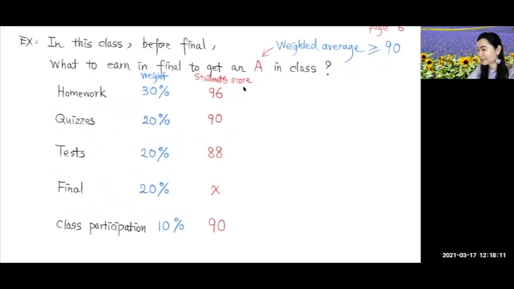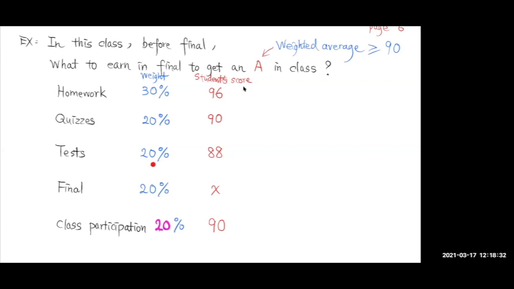Do you guys remember what the weight for each category is? Anyone remember? For homework, how many percent? Class participation is actually 20% now. The final is 20%. The tests over here, I think 15%.